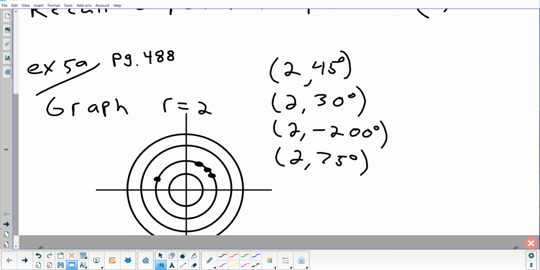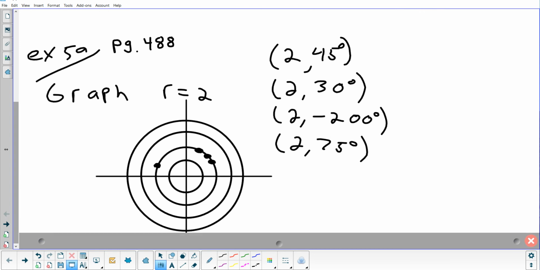Okay, the point is, if you keep graphing every possible angle you can think of, what shape do you get? Well, Matt? Circle. Yeah, you're going to get a circle. So r equals a number is how we write an equation of a circle in polar. Just r equals 2 is specifically a circle with a radius of 2.